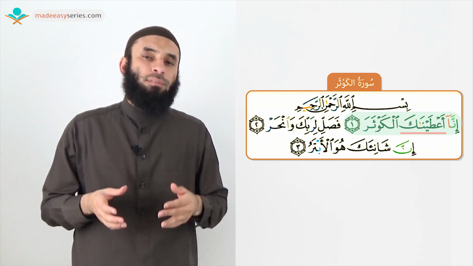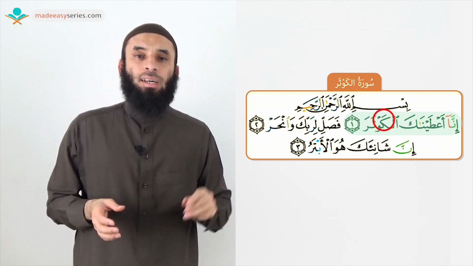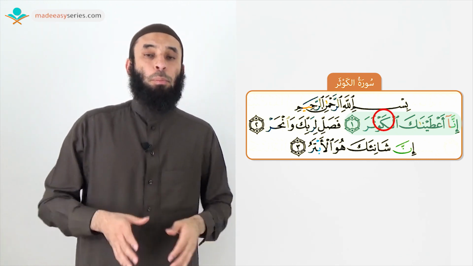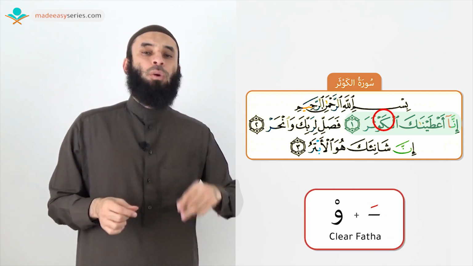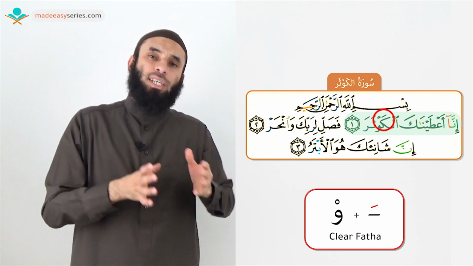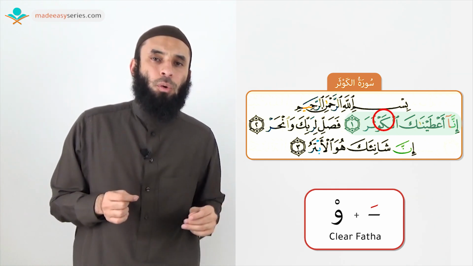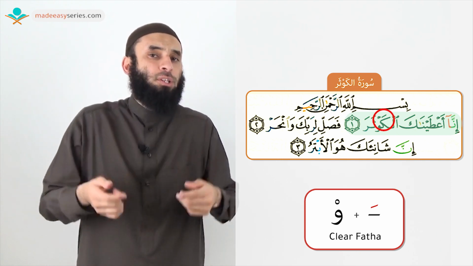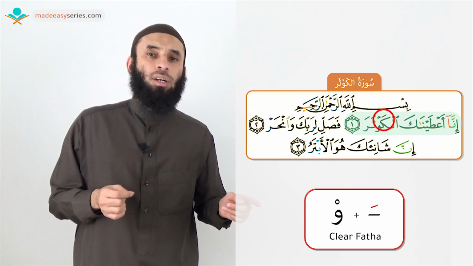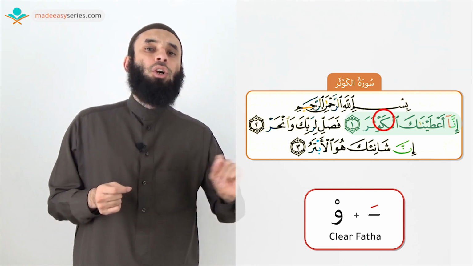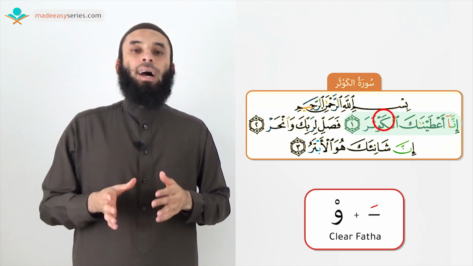أعطيناك. Then we have the word الكوثر. كاف here has a فتحة. And then there's a واو سكون. Whenever we have a letter with a فتحة, and after that is واو سكون, we have to be careful in not pronouncing the letter closer to an O, the English O. كوثر, which is common to hear. إنا أعطيناك الكوثر. We don't have O in Arabic. We don't say كوثر. But ك, كو, كوثر.